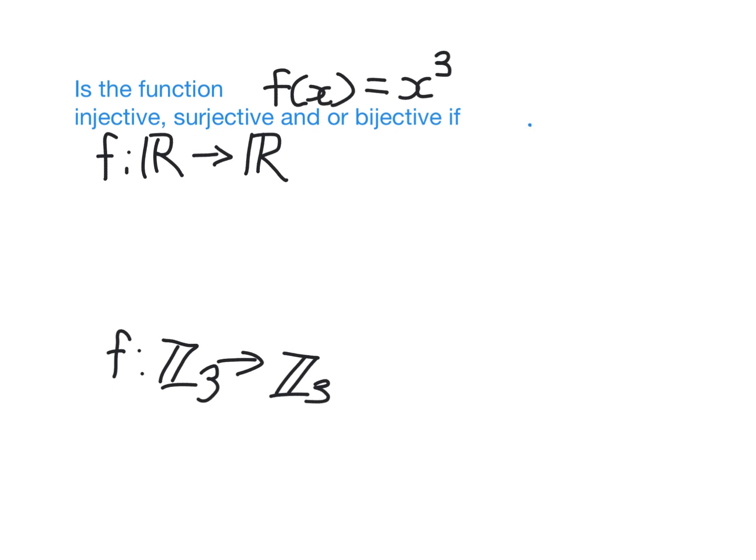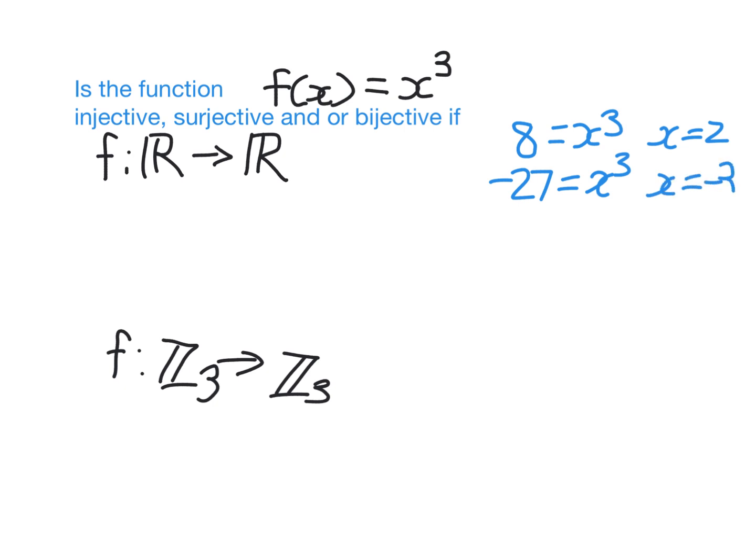If you have something like 8 in the range equals x cubed, you can solve this just by cube rooting. You get x equals 2. If I have negative 27 in the range equals x cubed, then x equals minus 3. It turns out you always get this happening for this function. If you know the element in the range, then you can find the element in the domain by cube rooting. So this function is in fact injective.